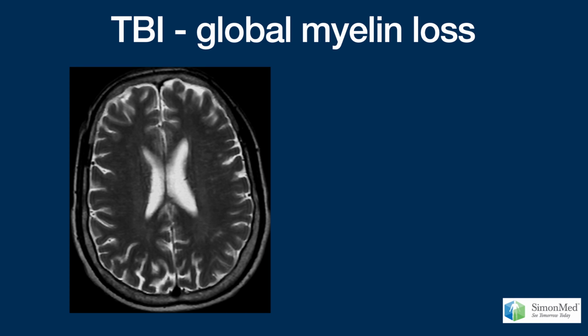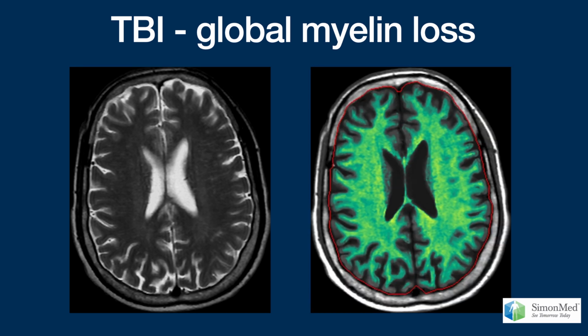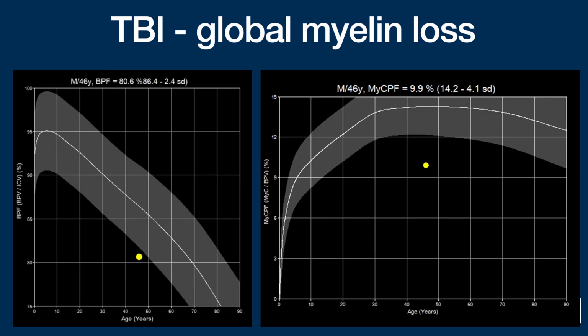Global effects of TBI are illustrated in this 46-year-old. Visually, there is just too much green on the myelin images. Not so obvious to visual inspection is the increased generalized atrophy for age, but the ventricles and sulci do look a bit prominent. The reference curves for brain parenchymal fraction and myelin parenchymal fraction confirm these visual observations with global metrics of 2.4 and 4.1 standard deviations below the mean, respectively.